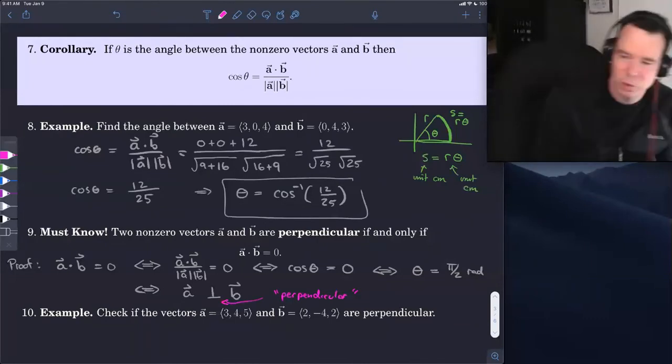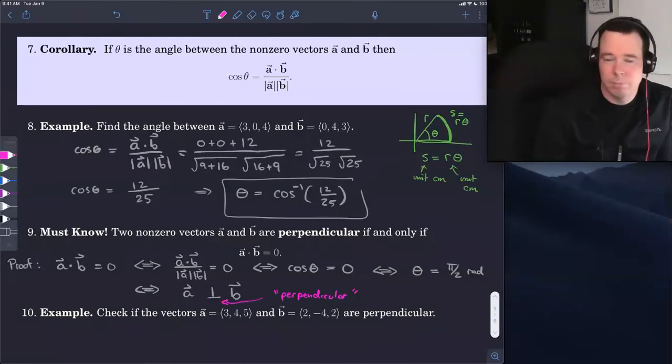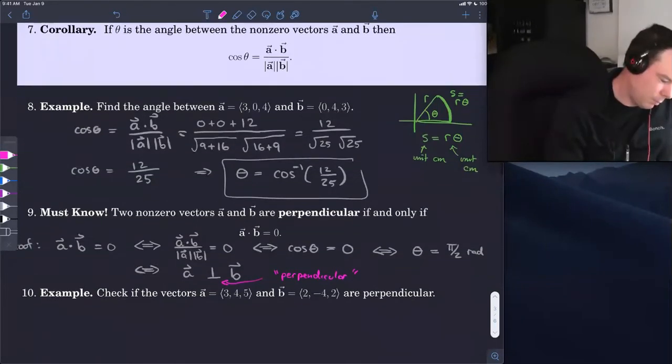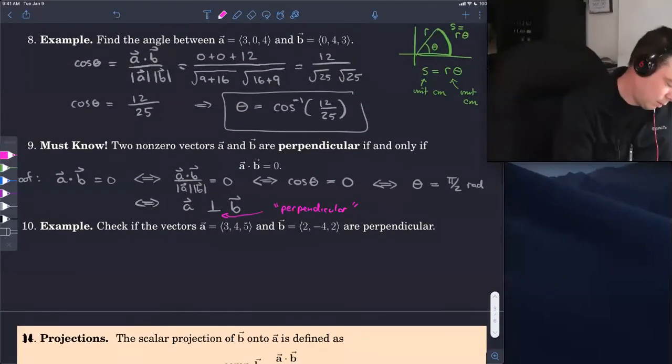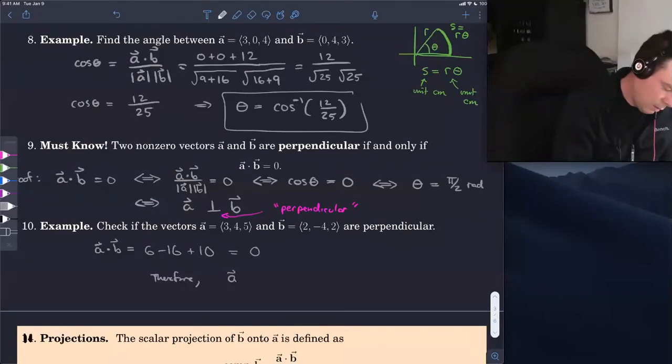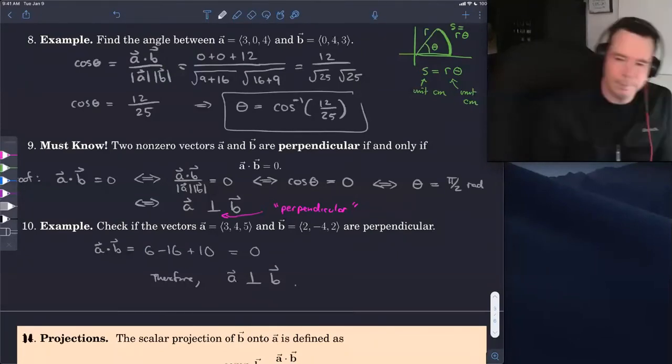So this is an awesome result. How do you tell whether two vectors are perpendicular to each other? Take their dot product. If it's 0, they are. If it's not 0, they aren't. So let's do that then. Check if these two vectors are perpendicular. We're going to take their dot product: 6 minus 16 plus 10 is our products. And that's 16 minus 16, or 0. And so therefore, A is perpendicular to B.